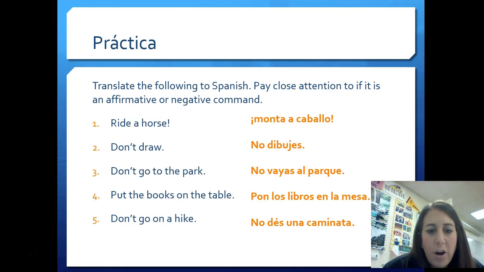So those are your practice problems. If you've got any other questions, then make sure that you write those at the bottom of your notes and ask those when we come into class. And we will work quite a bit with commands in the next couple days.